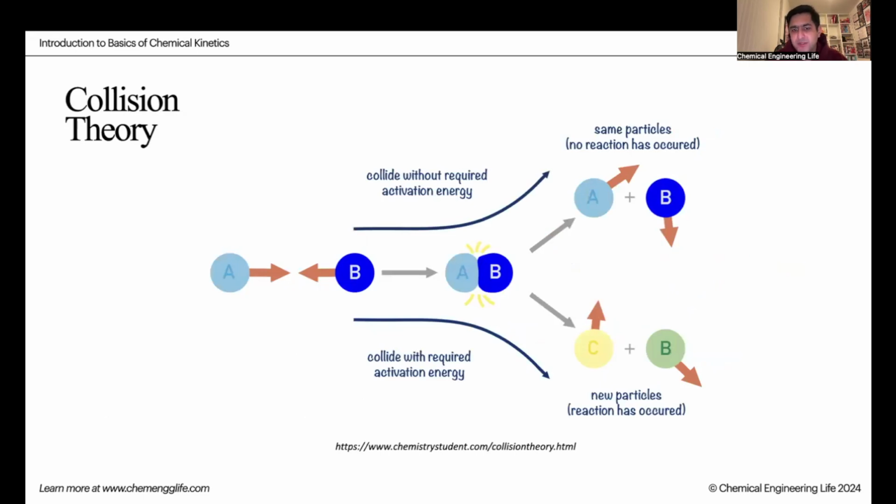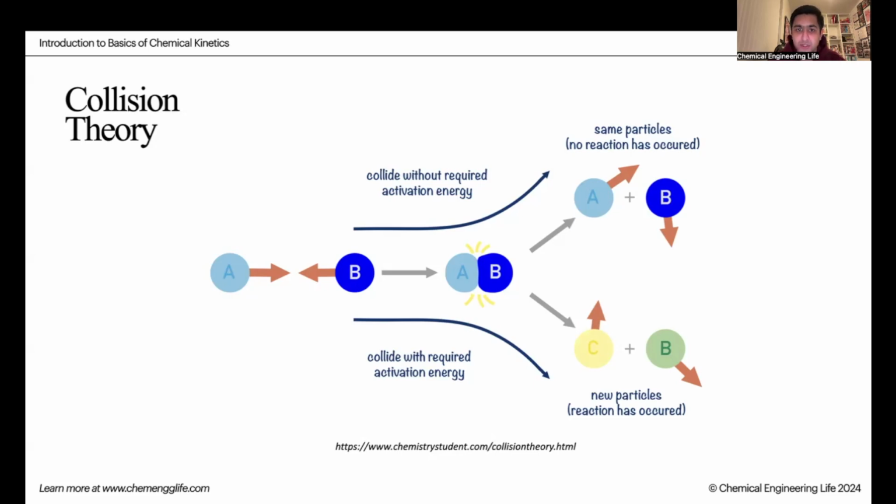And the collision theory basically finds itself at the heart of your reaction kinetics. The more the collisions take place, the faster your reaction rate. The less the probability of collisions taking place, the lower your reaction rate. So it's all about the particles hitting each other in the right orientation and with the right amount of energy.